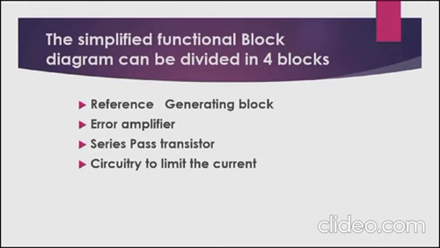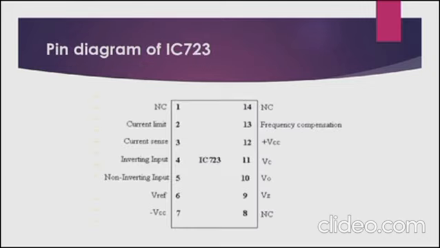Fourth, circuitry to limit the current. The internal transistor Q2 is used for current sensing and limiting. Q2 is normally an off transistor. It turns on when the load current IL exceeds a predetermined limit. The pin diagram of IC723.